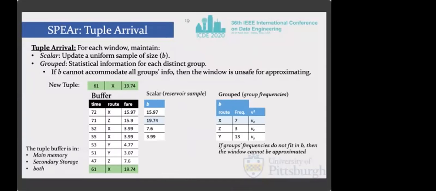For grouped operations, a worker needs to build a stratified sample of the tuples that belong to a window. This sample should include a proportional number of tuples for each group. As I mentioned earlier, incoming data characteristics are unknown. As a result, each worker can only use B to maintain statistical information for each group. This mainly includes each group's frequency. If B is not enough to accommodate a group's information, then the worker marks the window as unsafe for approximating. In this case, a window's result can only be produced from all the data.